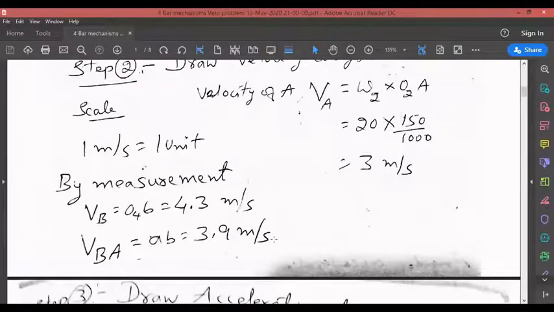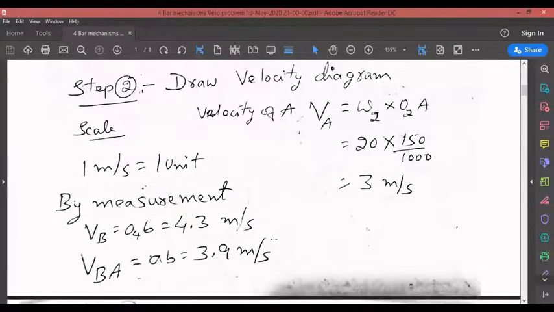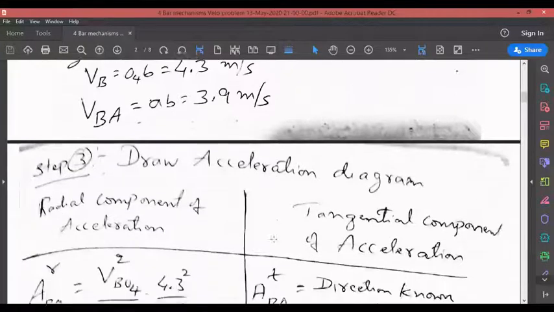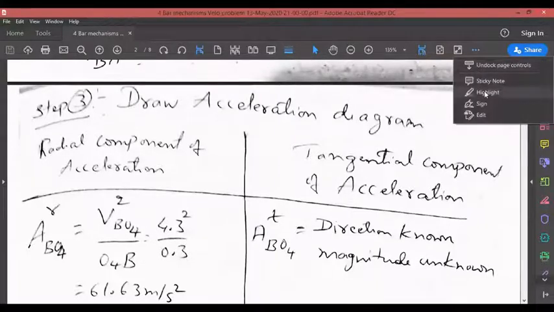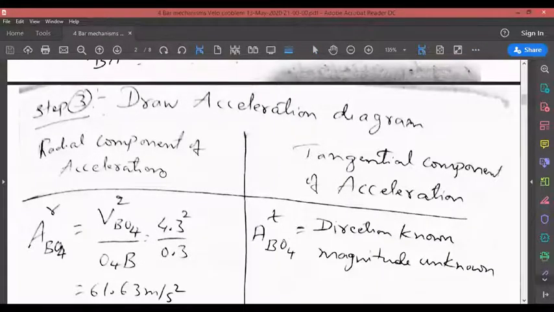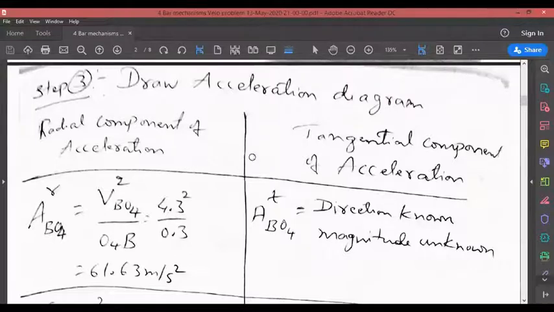So this completes the second step, velocity diagram. Now the third step is we need to draw the acceleration diagram. To draw the acceleration diagram, we need to find the radial component and tangential component of acceleration.